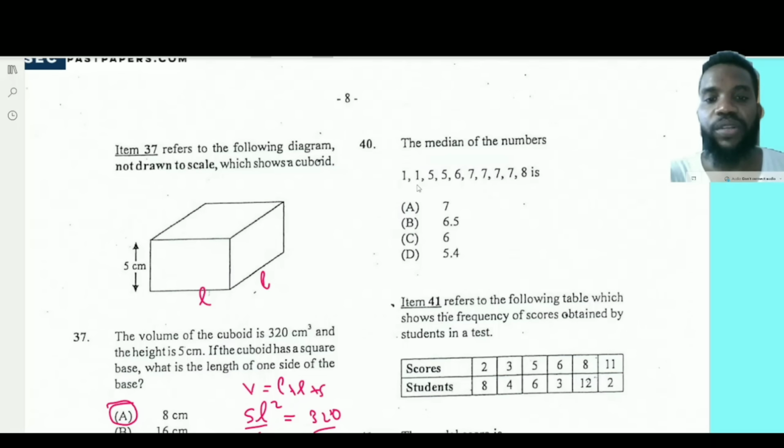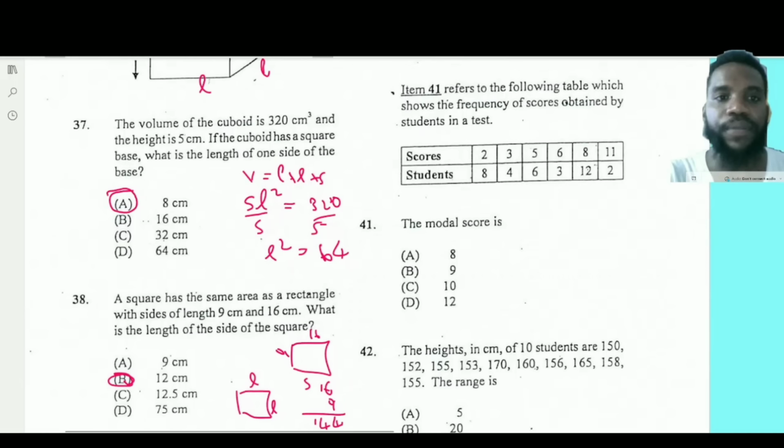Let's see, 1, 2, 3, 4, 5, 6, 7, 8, 9. Let's see if we're correct. 1, 2, 3, 4, 5, 6, 7, 8. Oh, there are 10 numbers, so 2 numbers are in the middle. Once you have 2 numbers in the middle, you have to average them. So 6 and 7. What's midway between 6 and 7? It's 6.5. So that makes the option 40, B as in boy.